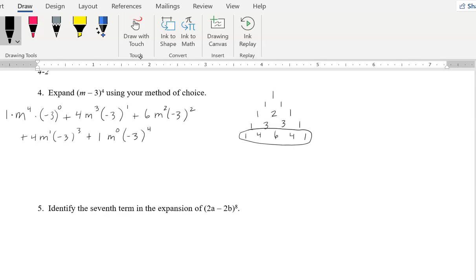And now to simplify this, my first term will be simplifying all of this. Negative 3 to the 0 power is just 1. So 1 times m to the 4th. That's my first term. Here's my second term. Negative 3 to the first is negative 3, and negative 3 times 4 is negative 12 m to the 3rd. Okay, simplifying this will give me the third term. Do the power first. Negative 3 squared is 9. 9 times 6 is positive 54 m to the 2nd.